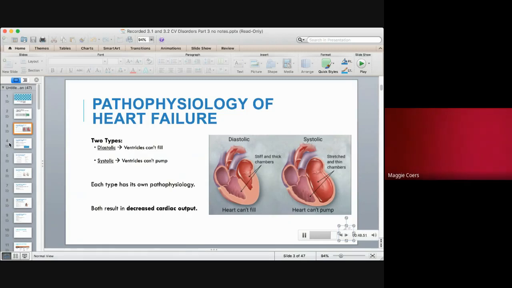Okay, so I have a picture there kind of depicting a little bit about what the heart looks like with these different types of heart failure, and we're going to talk about each one.